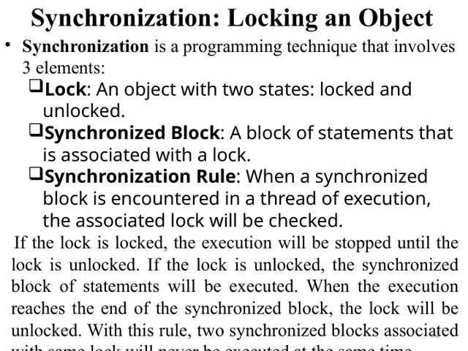Now, the core rule here is what happens when a thread encounters a synchronized block. The thread checks the associated lock. If the lock is already locked by another thread, the thread will wait, pausing its execution until the lock becomes available. If the lock is unlocked, the thread proceeds to execute the synchronized block. Once the thread finishes executing, the lock is released, unlocked, making it available for other threads. This ensures that two synchronized blocks that share the same lock will never run simultaneously.